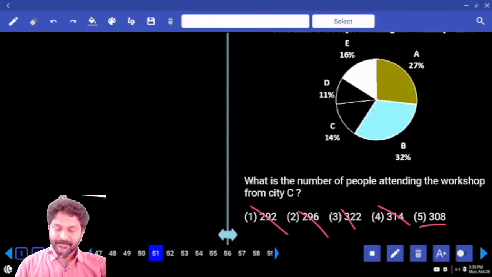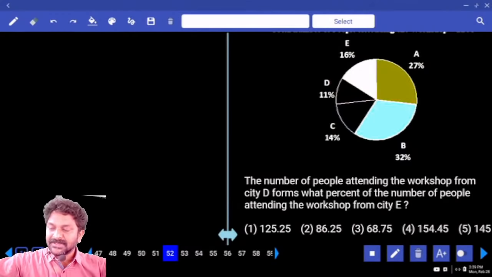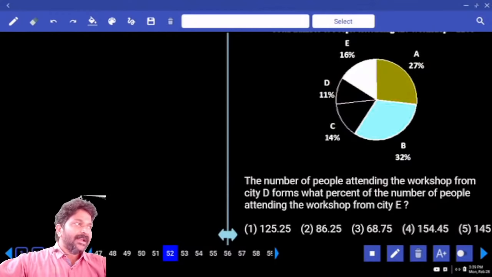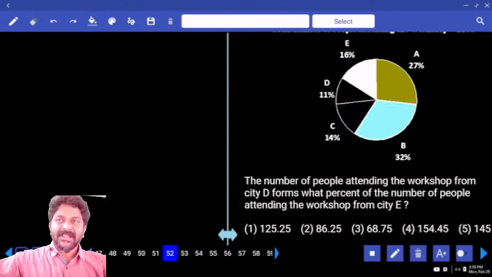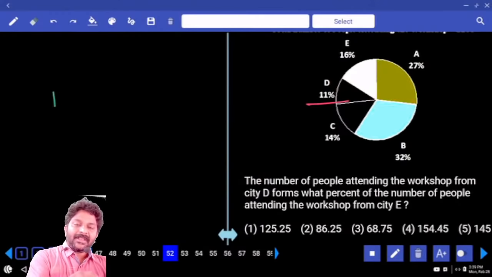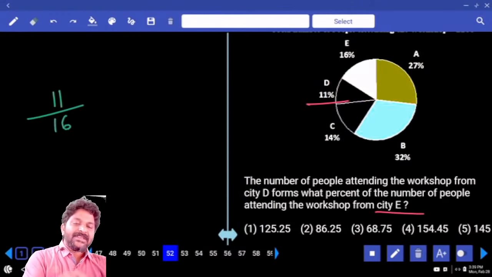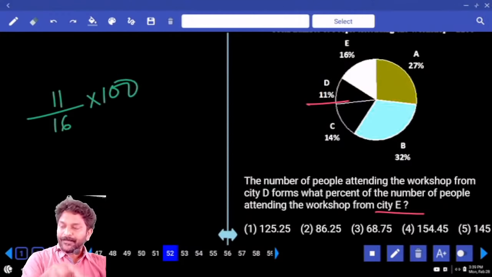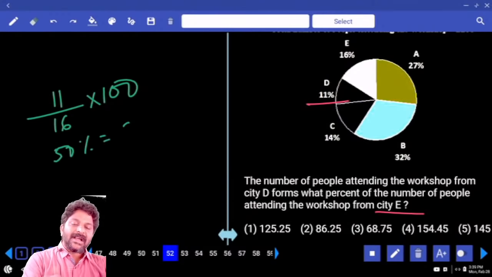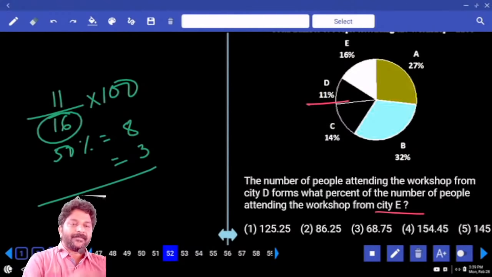Got the point? Next, the number of people attending the workshop from city D forms what percentage of number of people attending the workshop from city E? It is about percentage. If it is about percentage or ratio, we have to calculate. D, what percent we have? 11. This is a percentage with respect to E value. E is 16. So percentage into 100 only. Right. So now what is 50% of the denominator? 8. And still how much more we have to add? 3. What is 1% of the denominator?